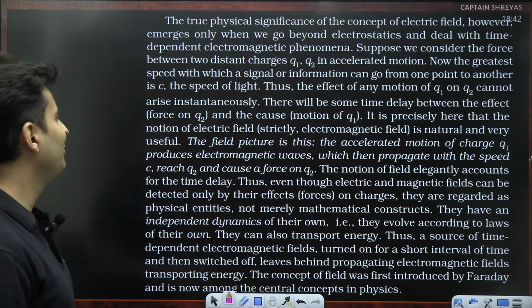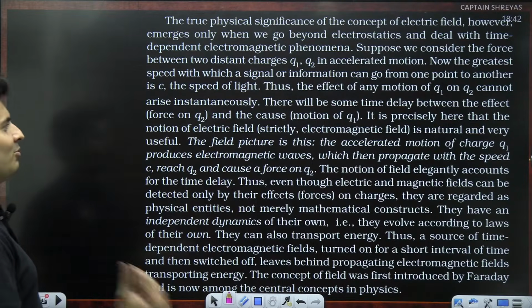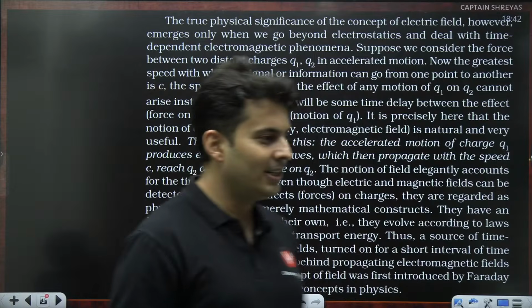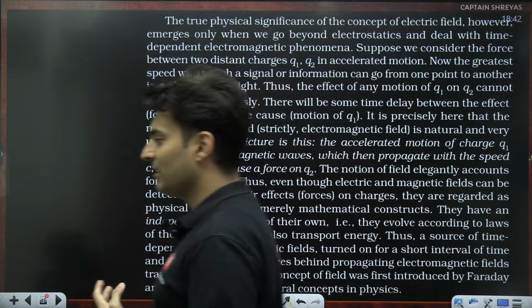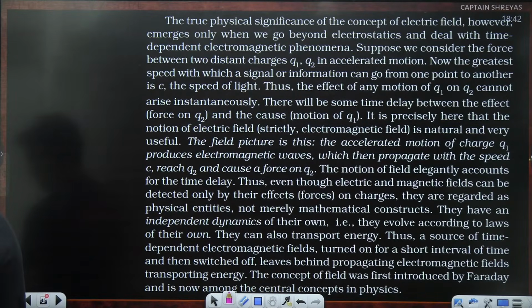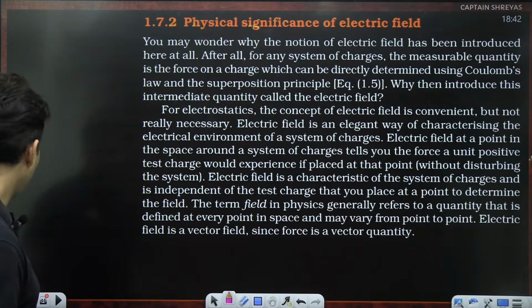Now, the greatest speed with which a signal or information can go from one point to another is the speed of light. Sometimes I feel the authors in NCERT wanted to just show off by writing some complicated statement, but actually it is very unnecessary. Number two, it is very simple. I'll tell you what this entire thing means.